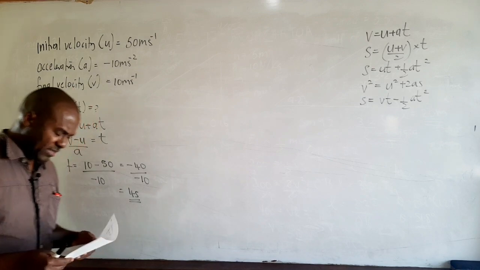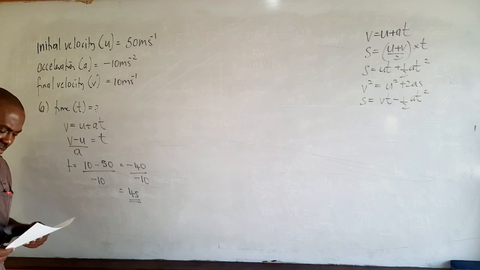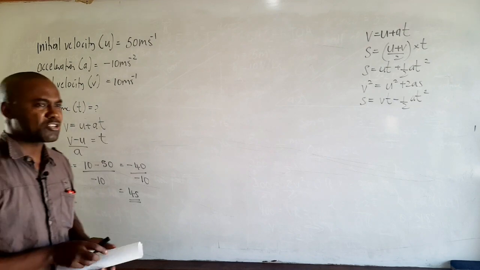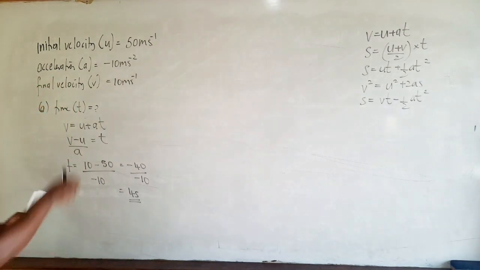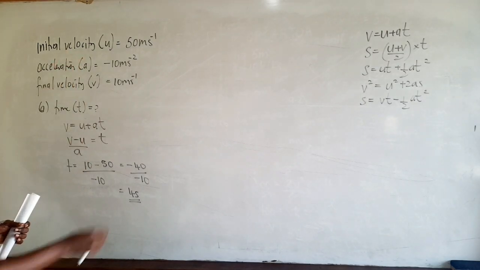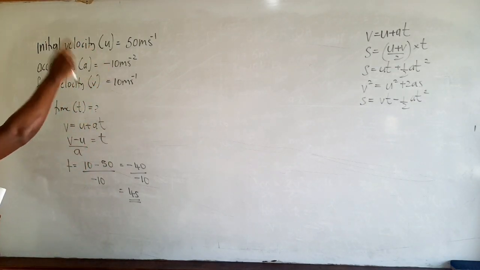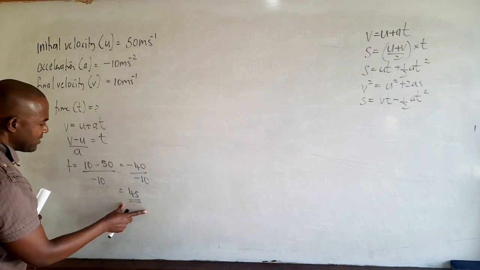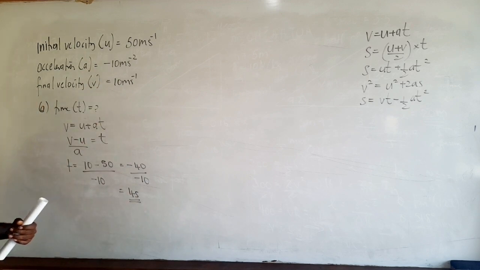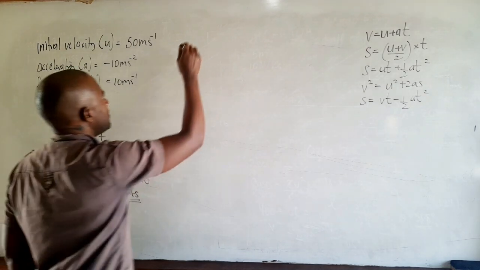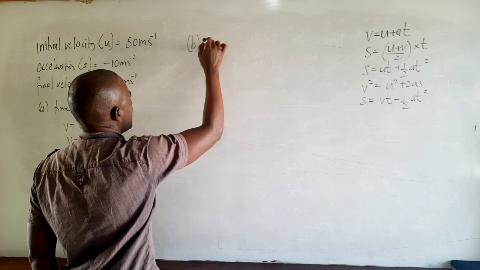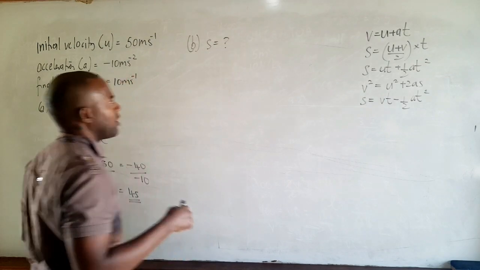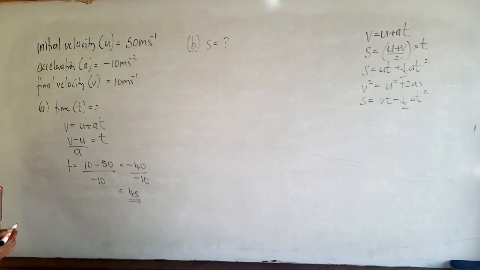Now part B says to calculate the distance covered during the deceleration. Alright? So we still have all of this information from before. We have the initial velocity U, the acceleration A, the final velocity V, and we've now calculated the time T for which the plane decelerated, and now we must find the distance traveled basically during this time. So we have all of that information before, and now we want to find the distance traveled.